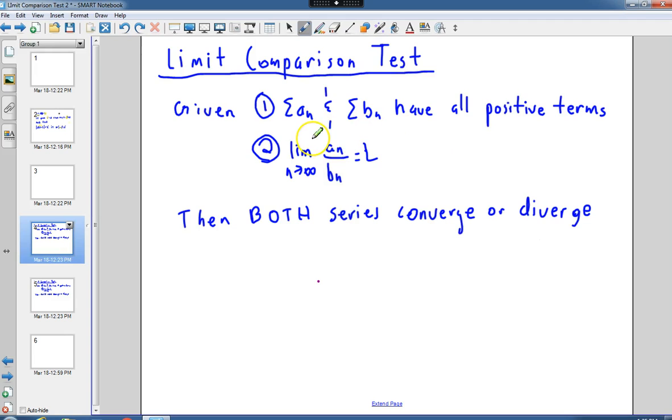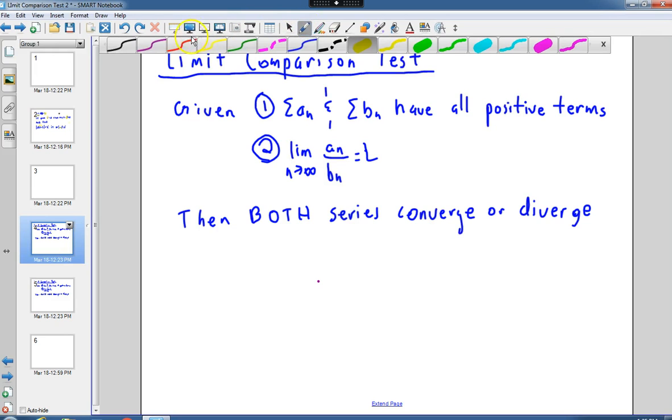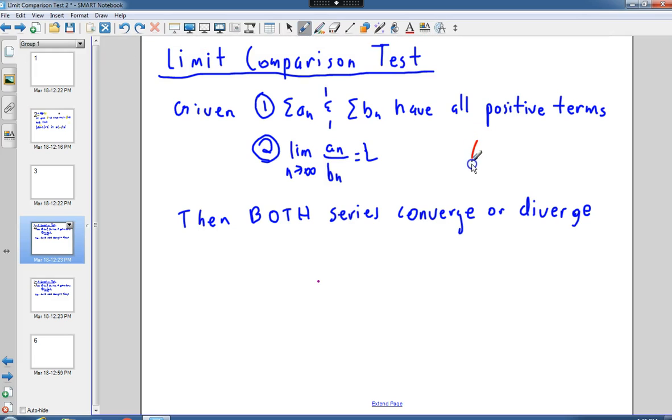And the second thing is we're given that we take the limit of the ratio of those general terms as n approaches infinity, and we get an actual number L, where L is not 0 and a positive value, right? So L is some positive number. If that's the case, then the conclusion we can make is that both series will either converge or both series will diverge.